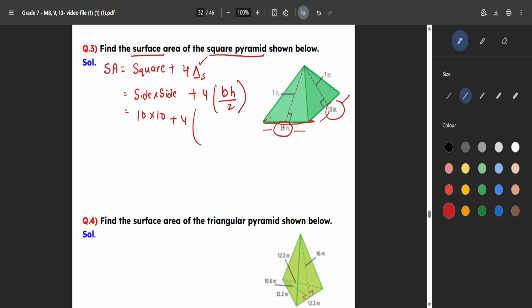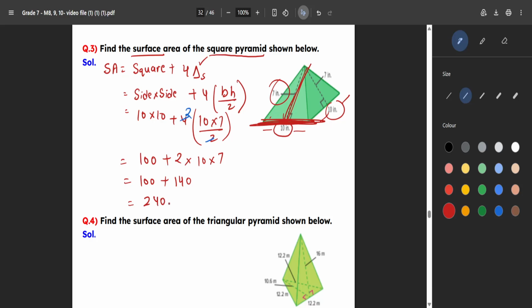What is the base of the triangle? The base is 10 and the height is 7. So 10 times 7 divided by 2. So finally 10 times 10, 100, plus. Can I simply divide 4 by 2? 4 divided by 2 will become 2, correct? So I can write here 2 times 10 times 7. 10 times 7, this will give me 100 plus 7 times 2, 14. 14 times 10, 140. So in total it will be 240. The unit is inch, so inch square.